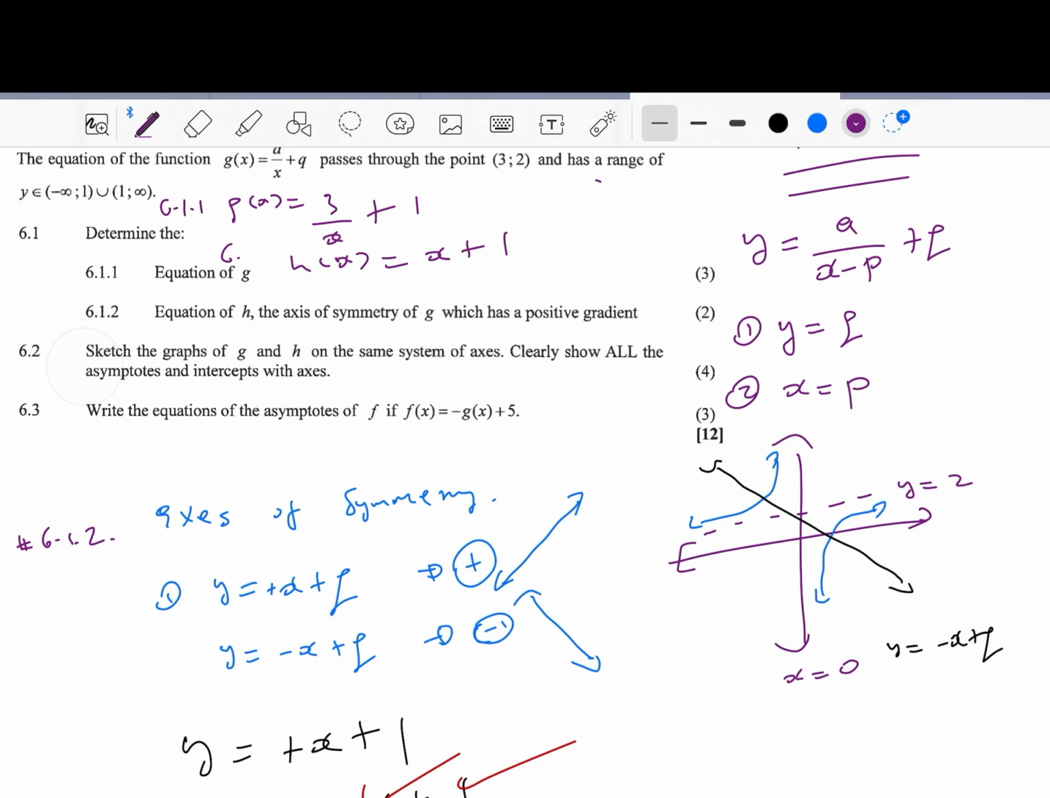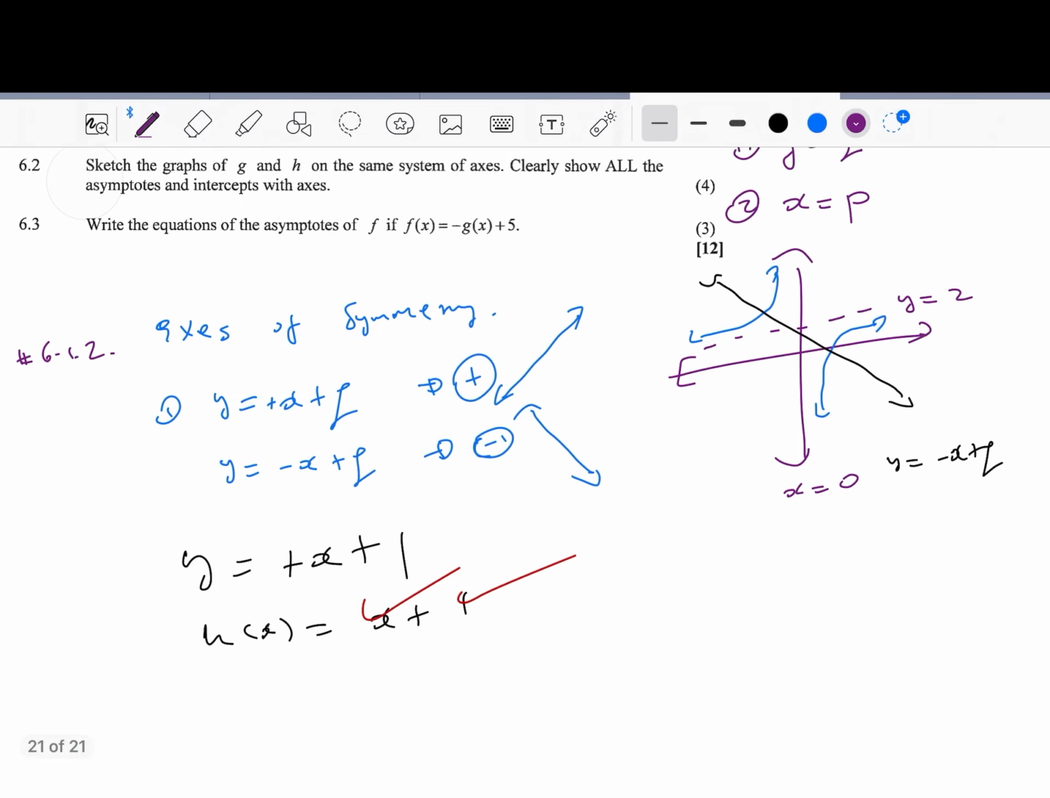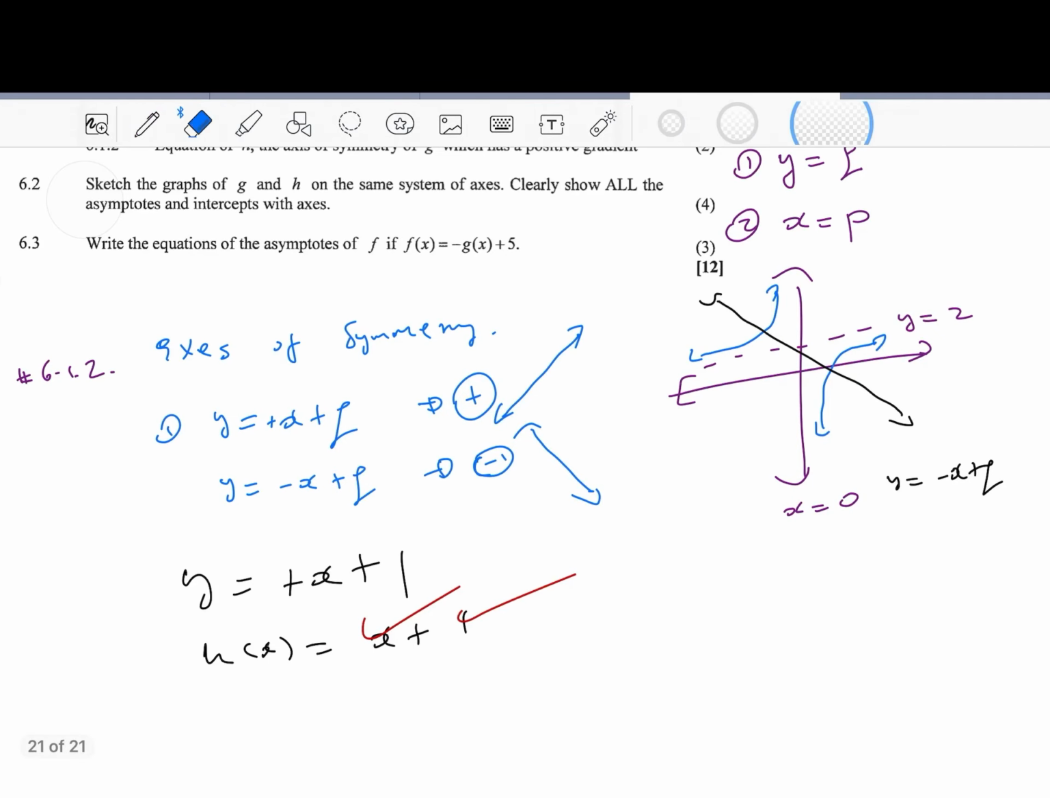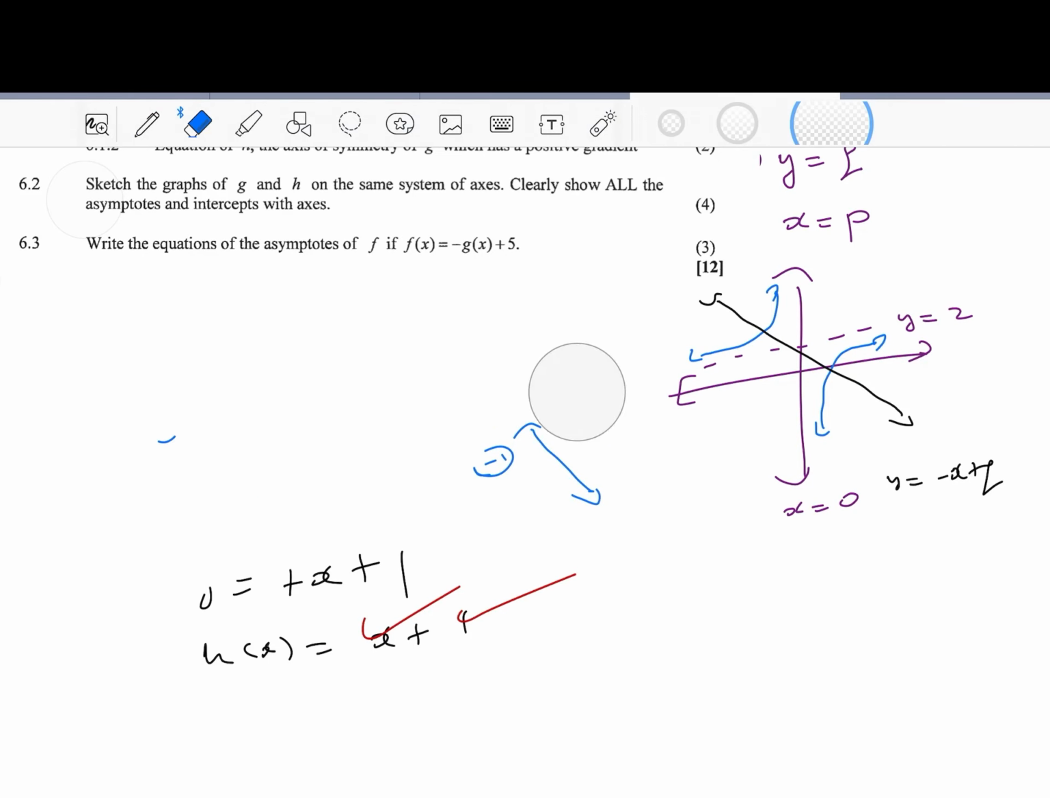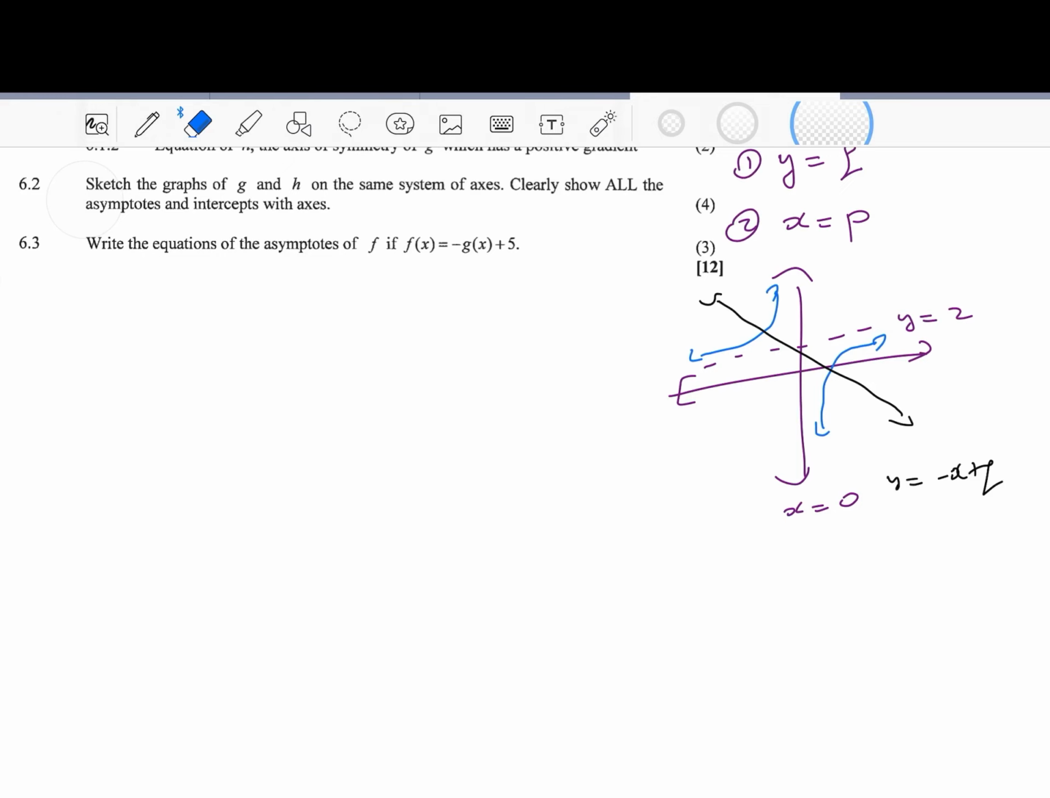This is 6.1.2. Now let's go to 6.2. Now 6.2 is going to be easy, because we already have the information that we need. They say: sketch the graph of h and g on the same system of axes. Clearly show all the asymptotes and the intercepts with the x-axis. This is 4 marks. So you're able to show your asymptotes and the intercepts.